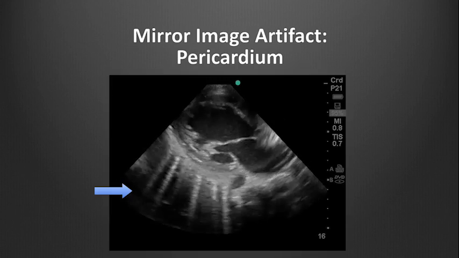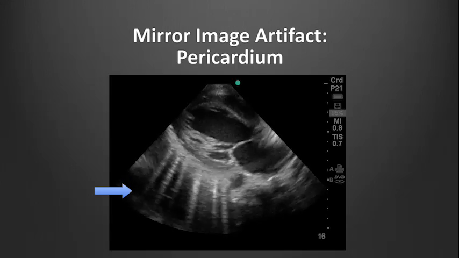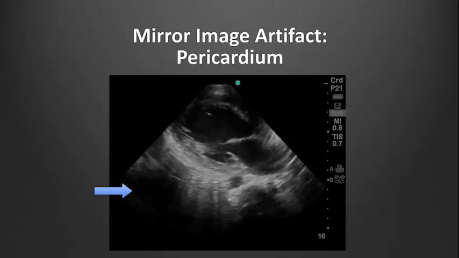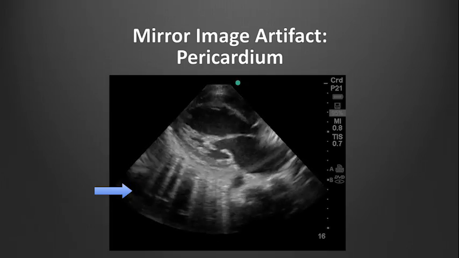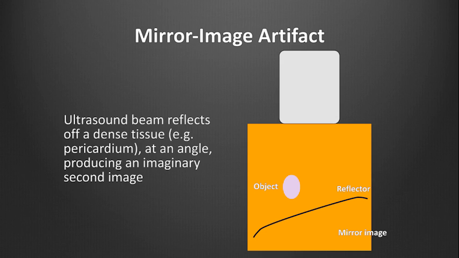The next artifact explains why this patient appears to have two hearts. The blue arrow here shows some tissue beating deep to the patient's heart. Mirror image artifact is rare but striking, and occurs most often when scanning tissues near the pericardium or diaphragm. Due to errors in reflection off of these dense structures, a mirror image of a tissue can appear on the other side as illustrated here.